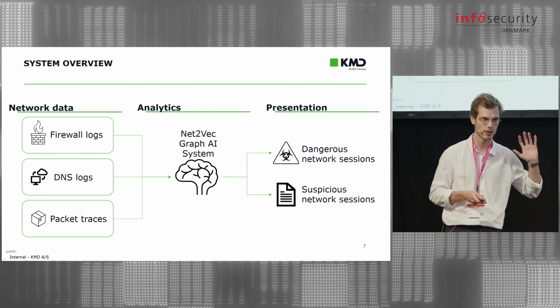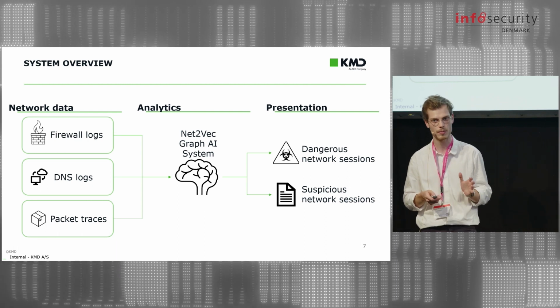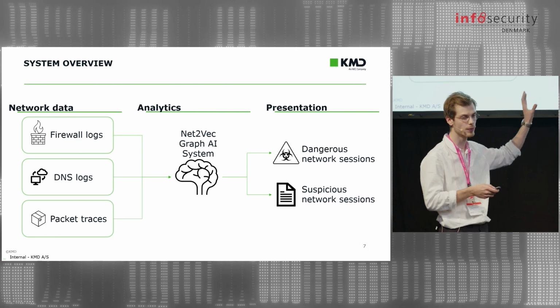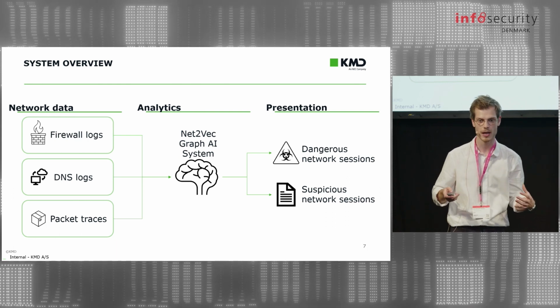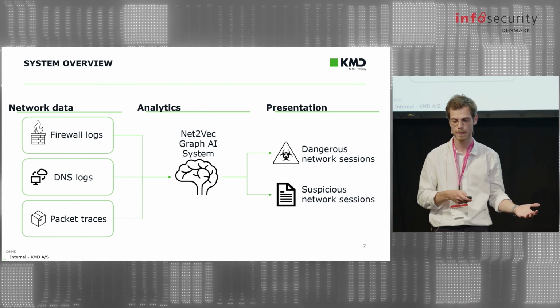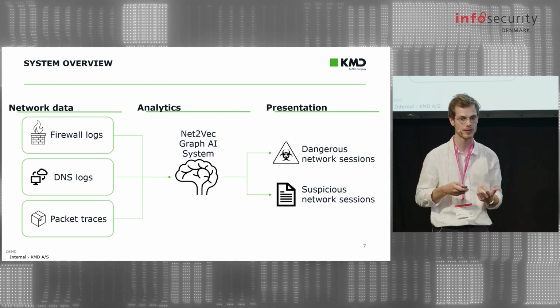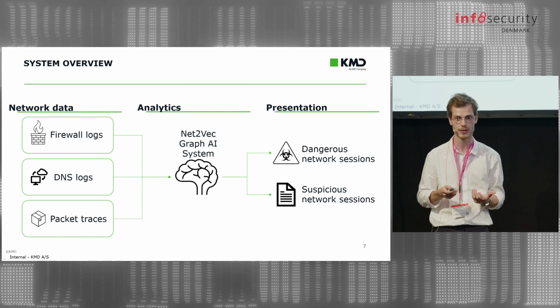So this system looks quite similar to most other intrusion detection systems, and the uniqueness of it is the core, the Graph AI core. It's a different way of handling network data that allows us to determine more complex characteristics about the threats in an organization.